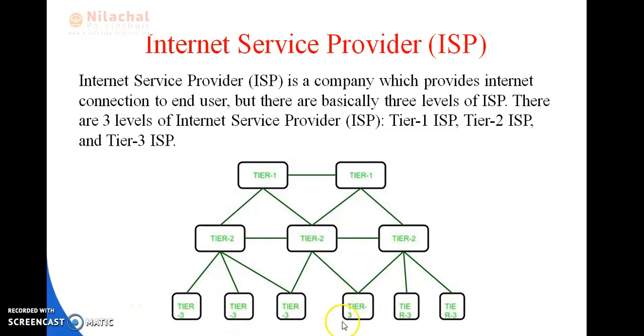Next, go for tier 3. These ISPs are closest to the end users and help them to connect to the internet by charging some amount. These ISPs work on a purchasing model. These ISPs have to pay some cost to tier 2 ISPs based on traffic generated. So this is all about our ISP.